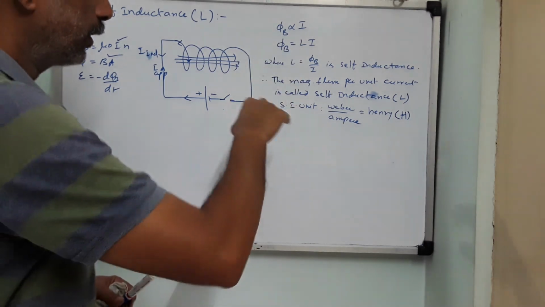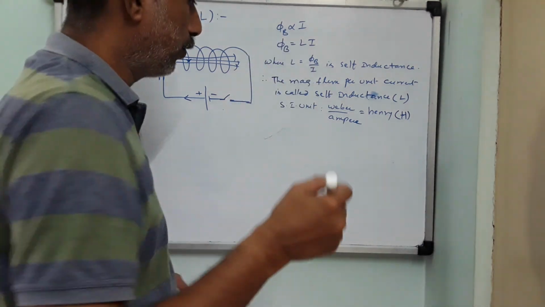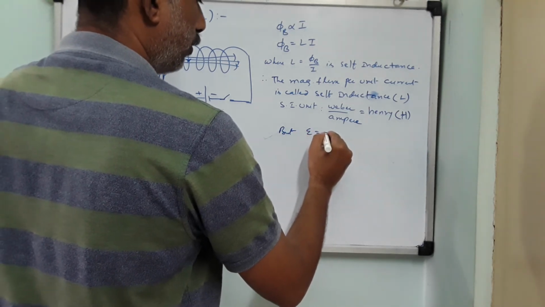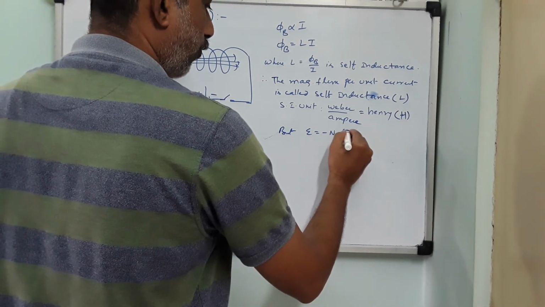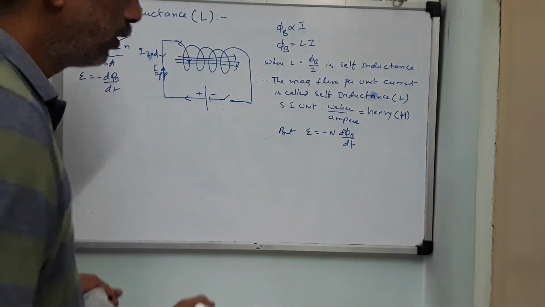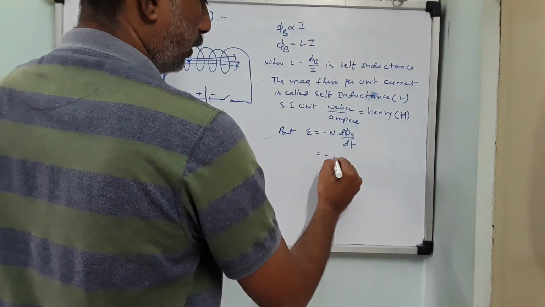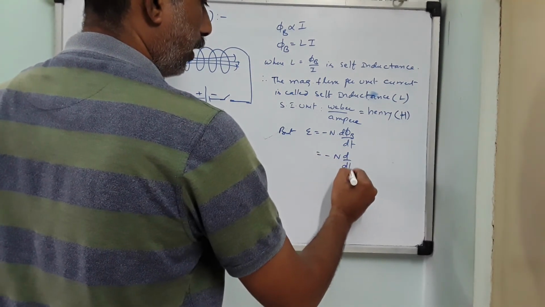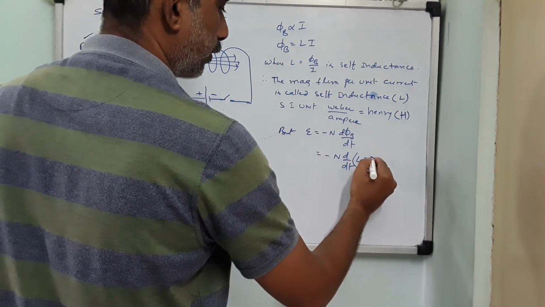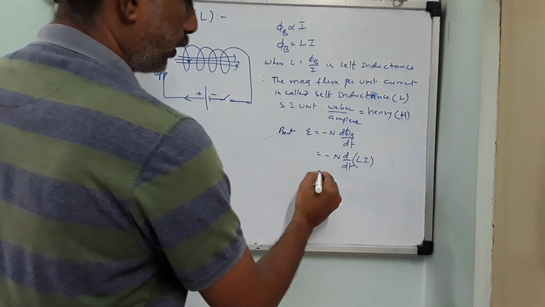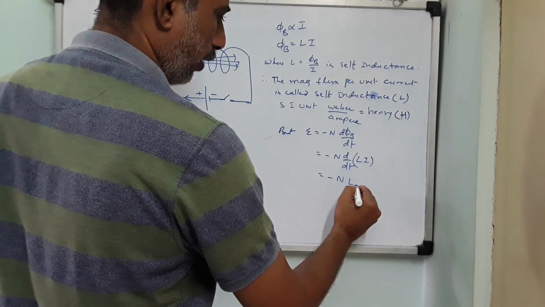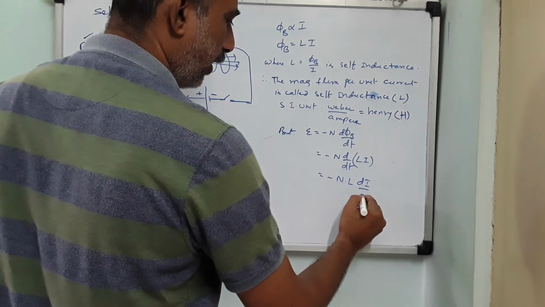Now we were telling that because of the change in the flux, EMF is induced. That is, induced EMF E equals minus N into d phi B by dt, where N is the number of turns in the coil. So this will be equals to minus N into d by dt of phi B, which is nothing but L into I. So L is a constant here. So this is minus N into L into di by dt.